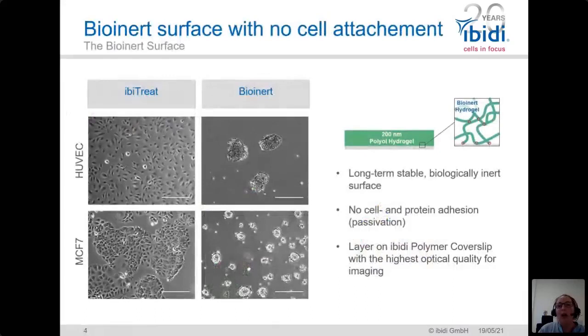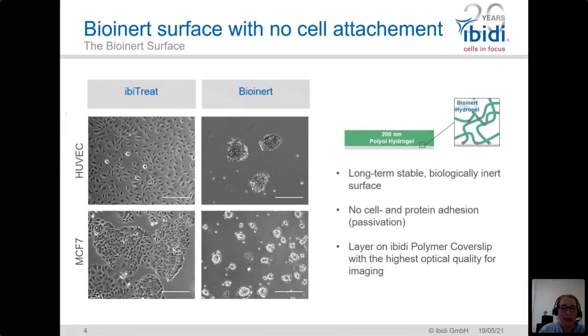So the first step for our scientists to design such products was the development of a surface which is cell repellent, meaning it doesn't allow any cell adhesion. So roughly 1.5 or 2 years ago, we developed our bioinert surface. This is a 200 nanometer thin hydrogel layer on the Ibidi polymer cover slip. It is long-term stable and doesn't allow any cell or protein adhesion. In addition, it preserves the high optical quality of the polymer cover slip and has also no autofluorescence.